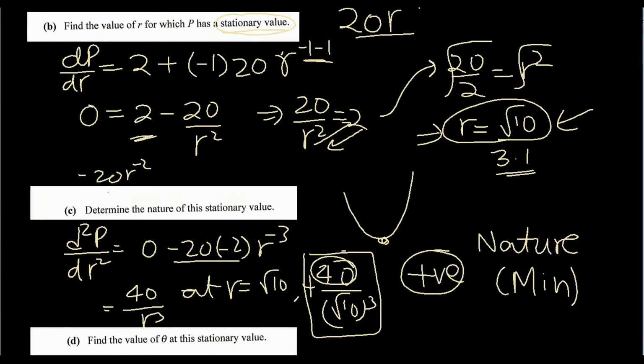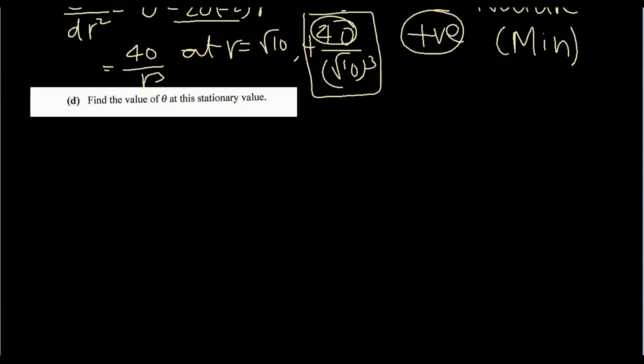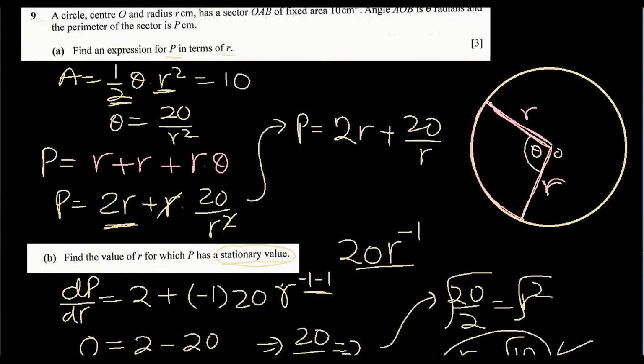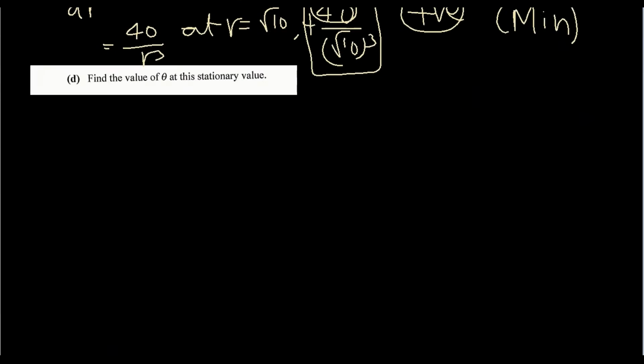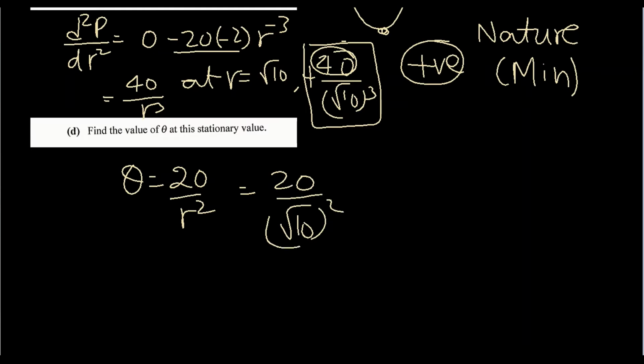Find the value of theta at this stationary value. If you remember, theta was 20 over r squared. So we'll use theta equal to 20 over r squared, which is 20 over square root 10 squared. Square and square root cancel. Theta is 2 radians.